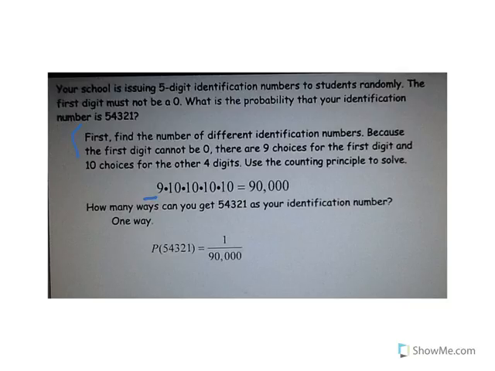So it's the counting principle, but again, it is 9 times 10 times 10 times 10 times 10, which is going to be 90,000. And so there's only one possible way of getting this, and that's if the numbers are exactly the right digits. And so it's 1 out of 90,000.